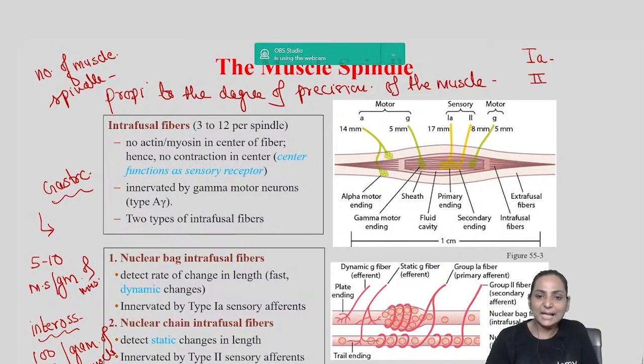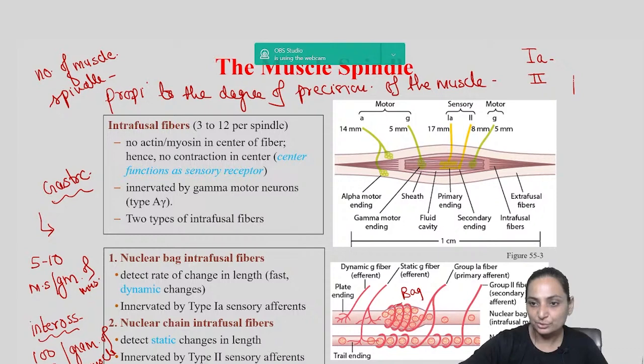Before that, remember that the muscle spindle structurally has two types of fibers: nuclear bag fibers and nuclear chain fibers. So this is the nuclear bag fiber because the arrangement is like a bag, with centrally placed nuclei, whereas in nuclear chain fibers the nuclei are present in the form of a chain. Now these nuclear bag fibers have two portions.